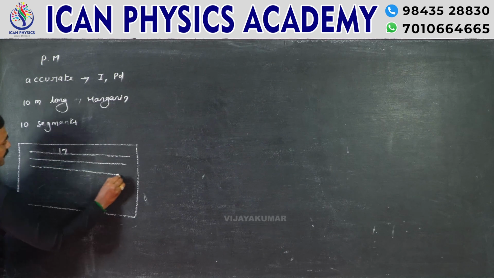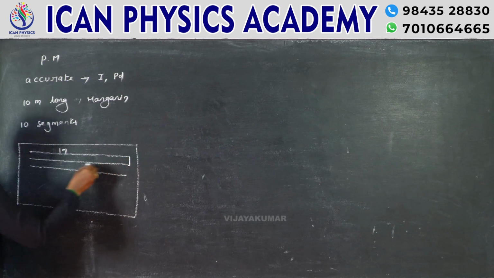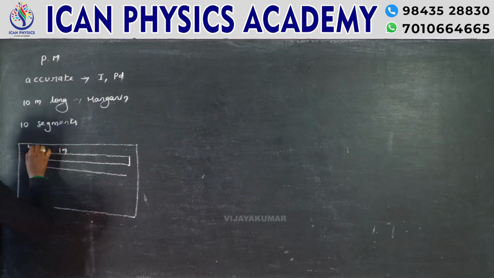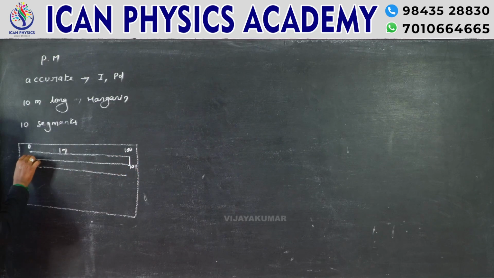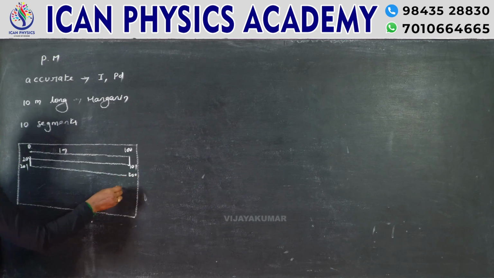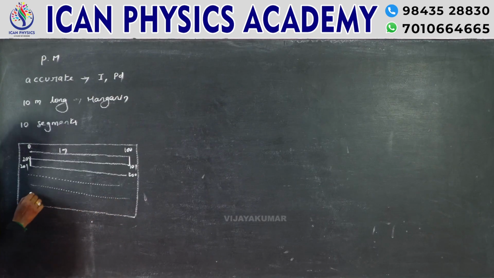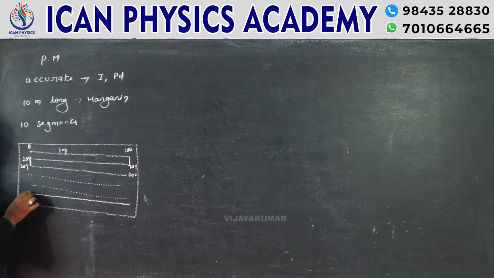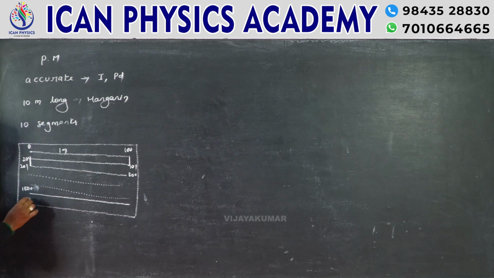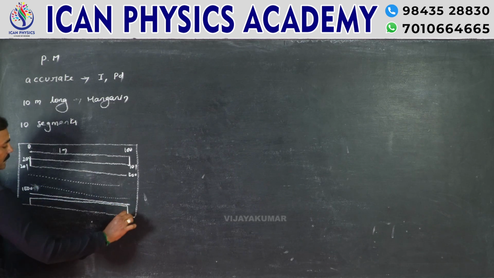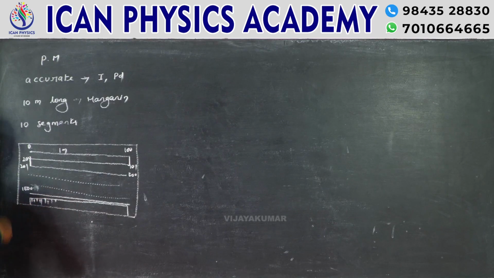Now it is connected. So it may be 0 here, 100 here, then 101 here, 200 here. Now we can connect, so it becomes 201, then 300. Like that it goes, so finally at the 10th meter it is 1000. Now a scale is placed.